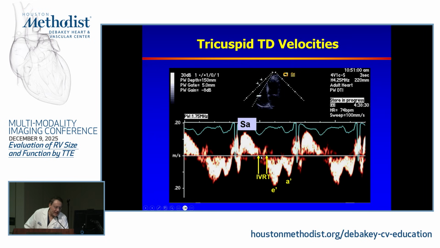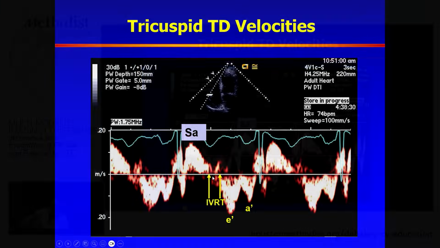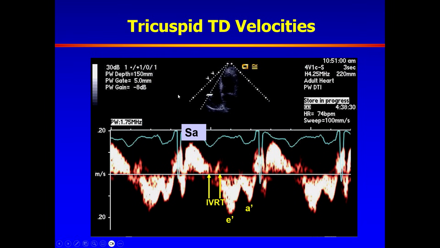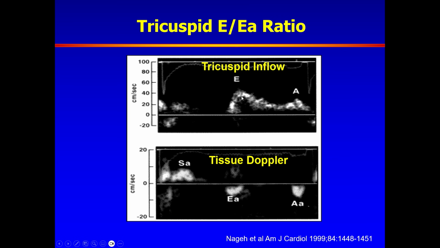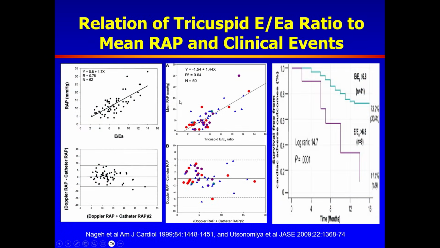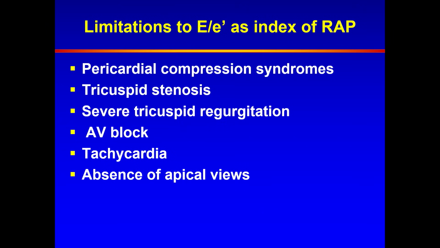The isovolumic relaxation time, we touched bases on it earlier. It can be acquired from the RV free wall at the tricuspid annulus. And the higher the PA pressure, the shorter the isovolumic relaxation time. It is the time between the end of systolic ejection velocity and onset of E velocity. We can do the E to E prime ratio also on the right side, which relates with RAP. The higher the RAP, the higher the ratio. Also, the higher the E to E prime ratio on the right side, the worse the outcome. This is shown in a patient here with pulmonary hypertension, but also shown in patients without pulmonary hypertension.